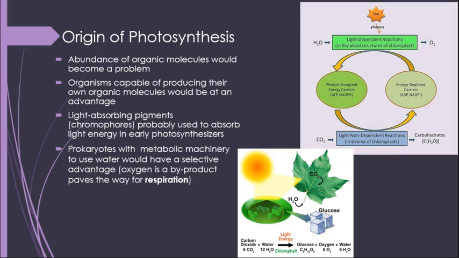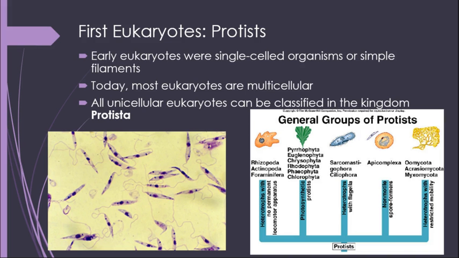By the way, oxygen is a byproduct of that, and photosynthesis evolves before respiration because there's not enough oxygen in the environment for respiration to occur, and so it's photosynthesis that actually makes that happen. Cyanobacteria were probably the first photosynthesizers. So photosynthesis evolves before the eukaryotic plant cells. The first eukaryotes were protists. They're single-celled organisms. They have simple filaments. Today, however, most eukaryotes are multicellular.